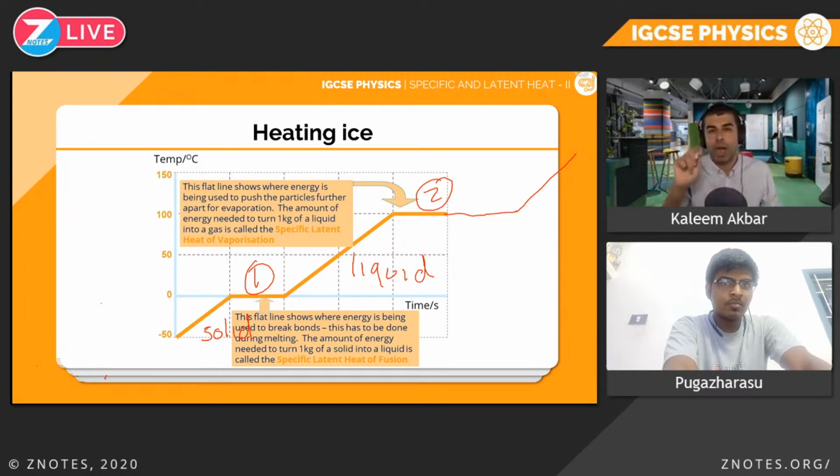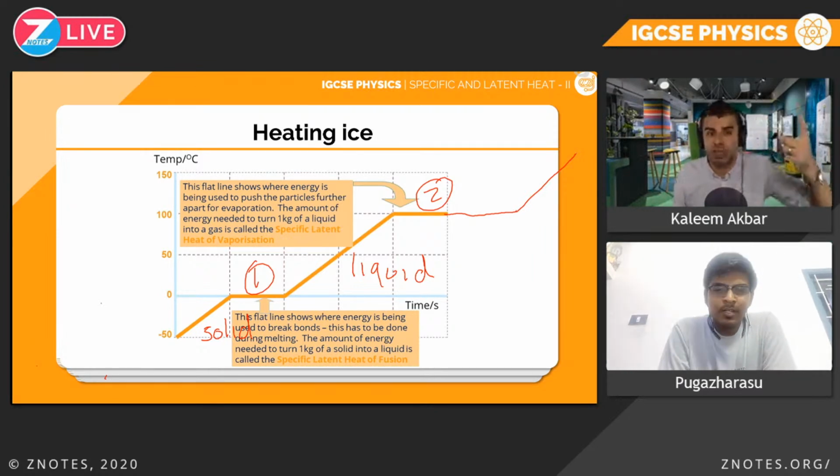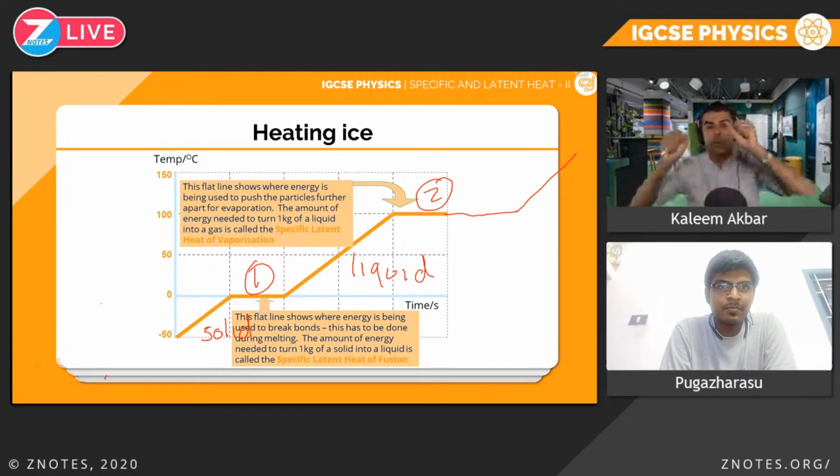Well, that means during latent heat, there is no more vibration. The kinetic energy is not increasing. It has kinetic energy, but it's not getting any more. It's now breaking. All right?